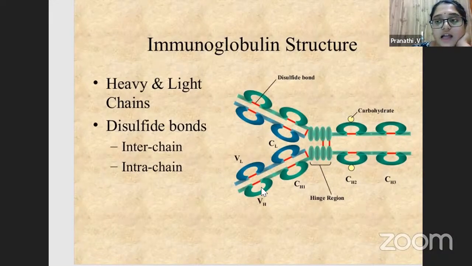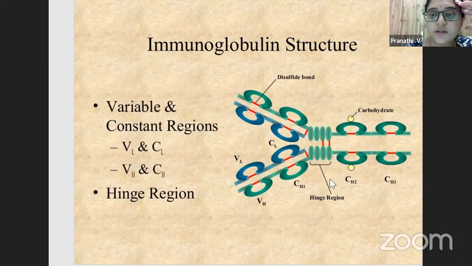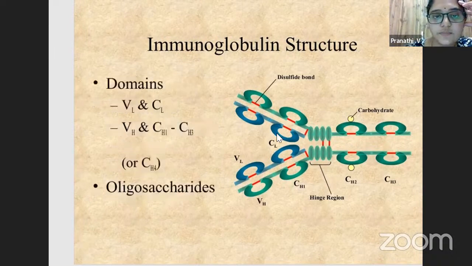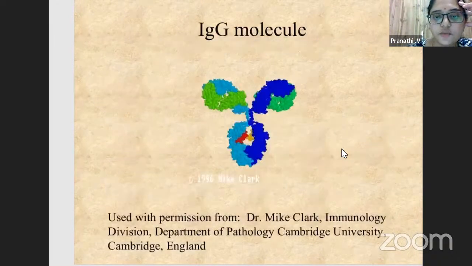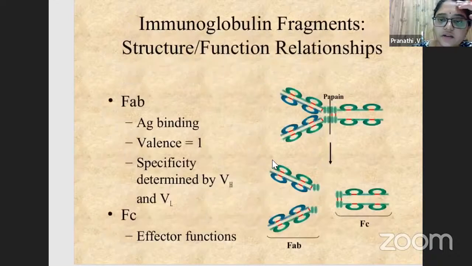You have intra and inter disulfide bond chains. Like I told you, this is the hinge region and you have different types of domains and oligosaccharides. This is how the IgG looks. The structure of the hypervariable region also depends on the complementarity determining region. With papain digestion, you're going to get three parts: 1, 2 and 3.